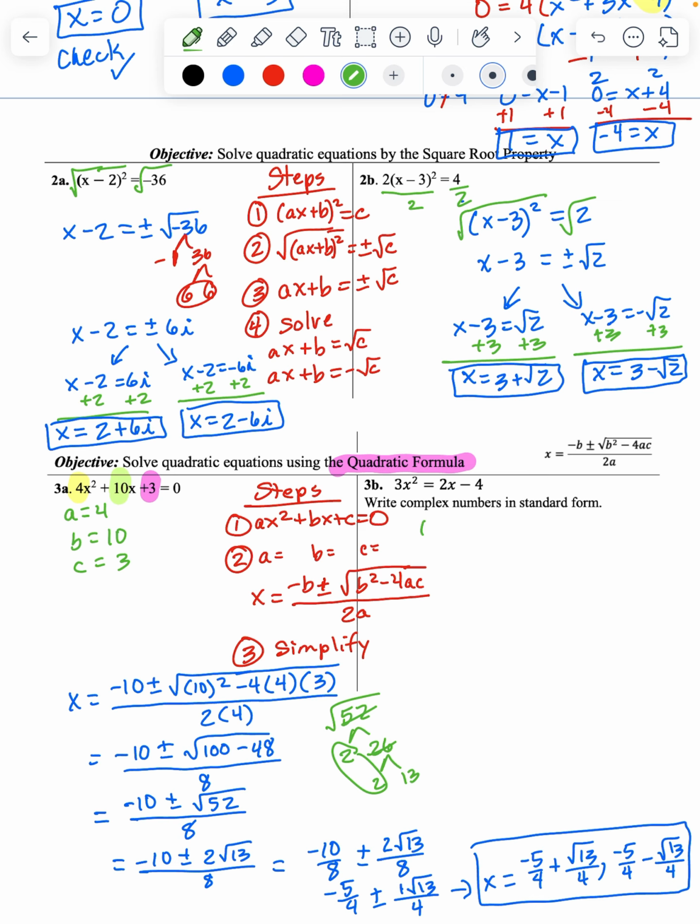Okay, last example for this section. 3x squared equals 2x minus 4. This is not in the form that matches step number 1 because one side is not equal to 0. So I'm going to need to subtract the 2x from both sides and add the 4 to both sides.